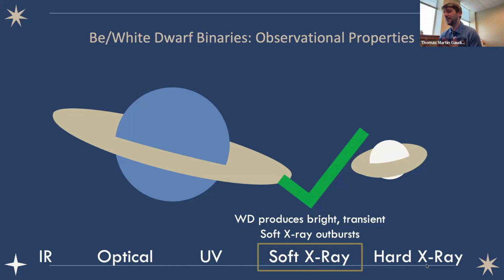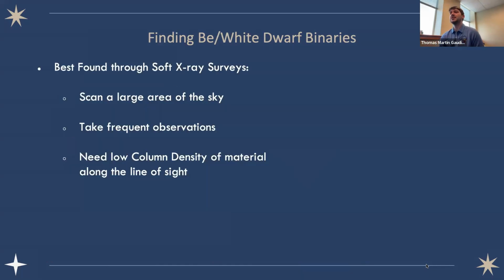Our best chance of detecting these systems is going to be to set up some sort of survey to try and detect these systems in the soft X-ray band. So if we were going to set up a soft X-ray survey to try and detect BE white dwarfs, how will we do it? First and foremost, we would need to scan a very large area of the sky. We want to make sure that we're scanning a large enough area that we actually have a chance of having some BE white dwarfs within our area that we're searching.